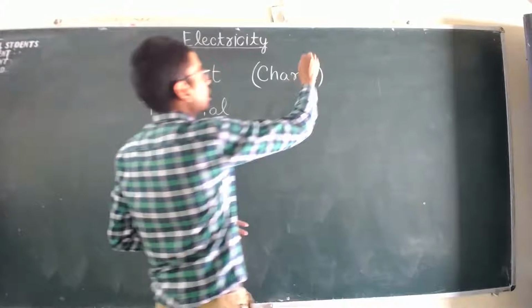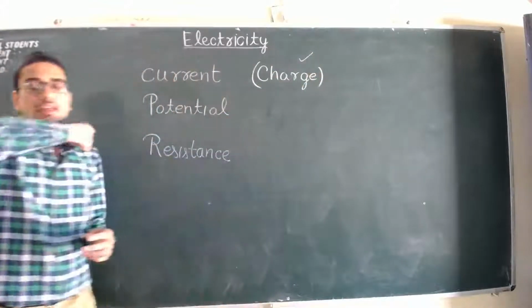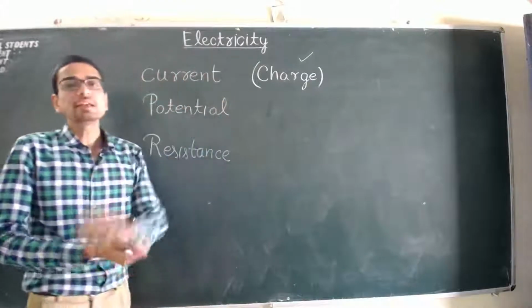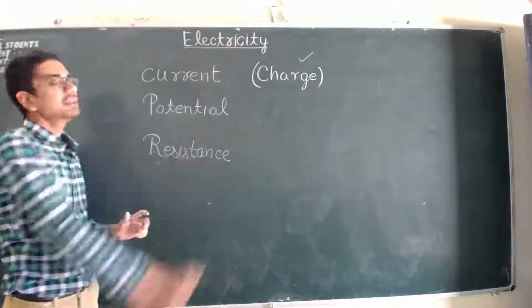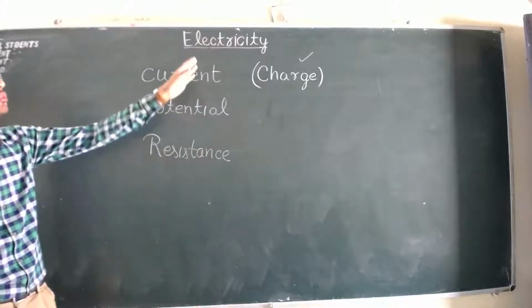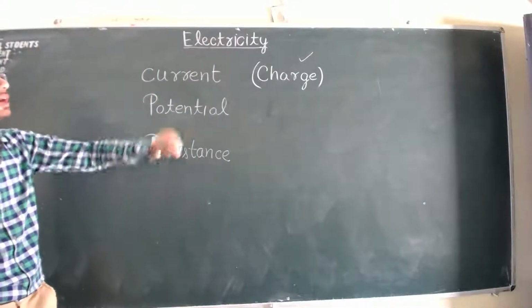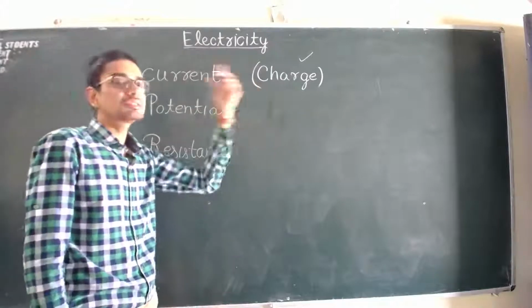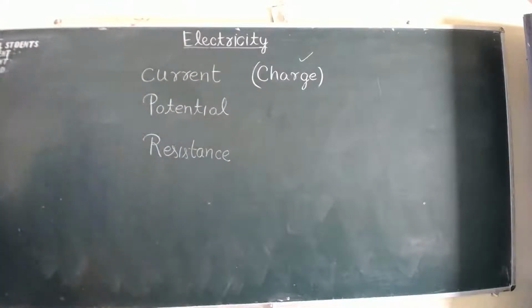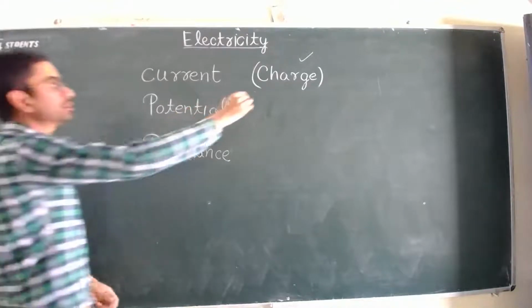So you know about charge. Electrons have charge, protons have charge. Electricity, as you can see, is generated from electrons. Basically, electricity is produced by charges or electrons, and electrons have charges.